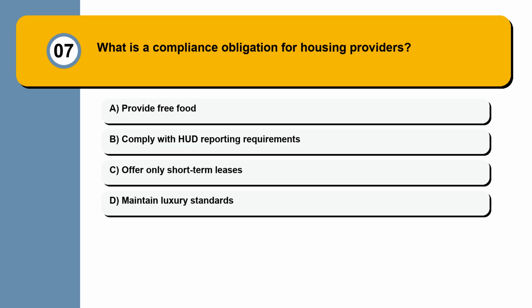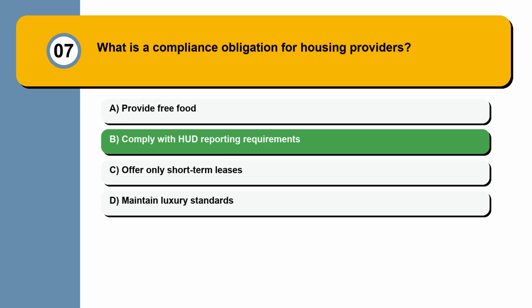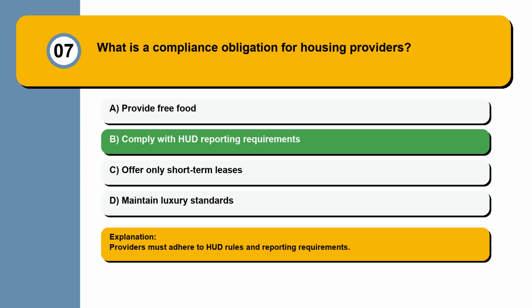Question 7. What is a compliance obligation for housing providers? Provide free food, comply with HUD reporting requirements, offer only short-term leases, maintain luxury standards. Providers must adhere to HUD rules and reporting requirements.